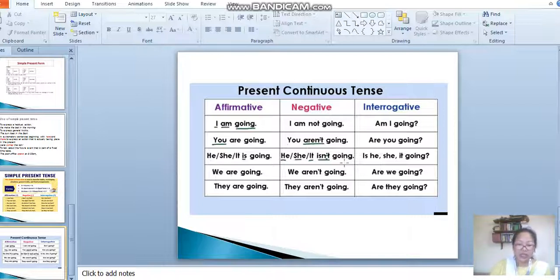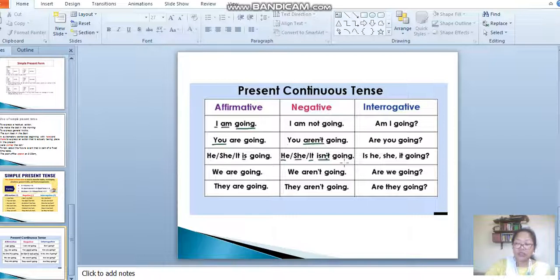Once again, students, what you have left in the lesson now is the use of present continuous tense. It is very easy. We use it for an action that is going on as we are speaking. I am teaching you. I am teaching the class. I am taking a class. So this is an action that is going on at the time of speaking. There we use present continuous tense.